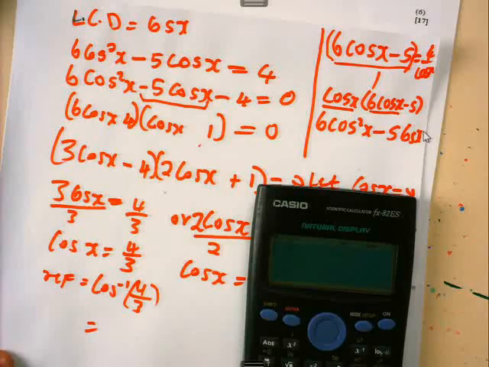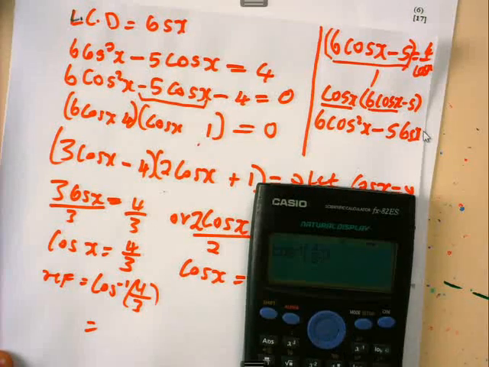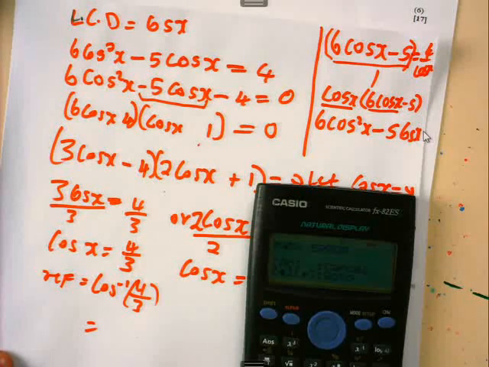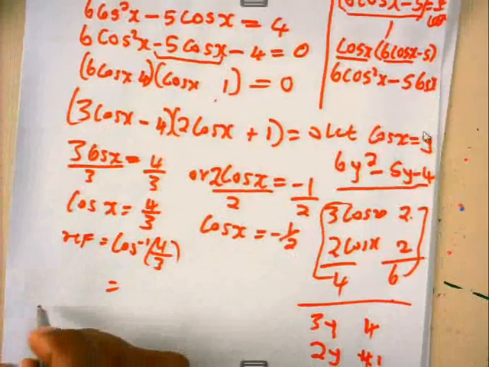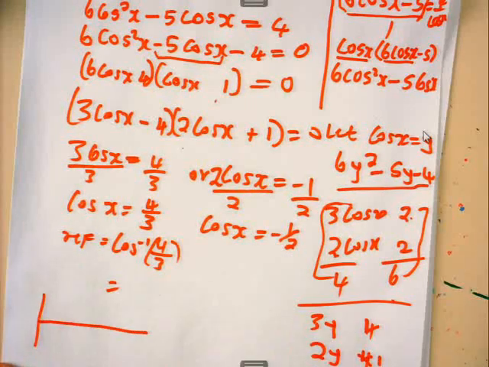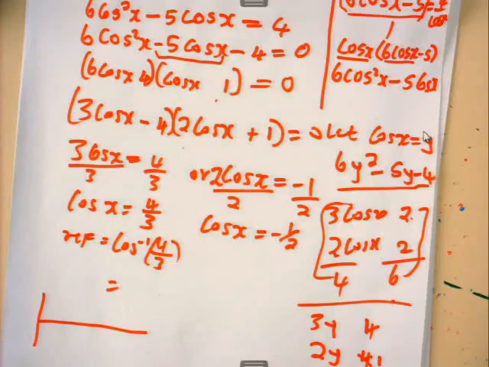Shift, cos, then we have 4 divided by 3. Now it says maths error. Why? Who can tell me why we cannot get the reference angle for 4 divided by 3? Of course, you remember the graph of cos. It is very important. That is why after this one we are going to do the trig functions.